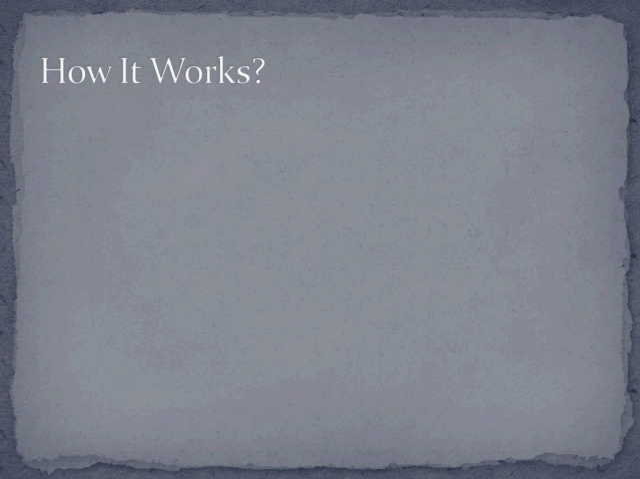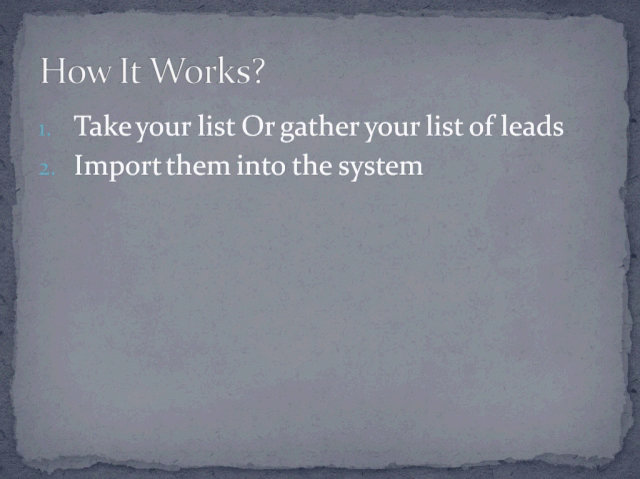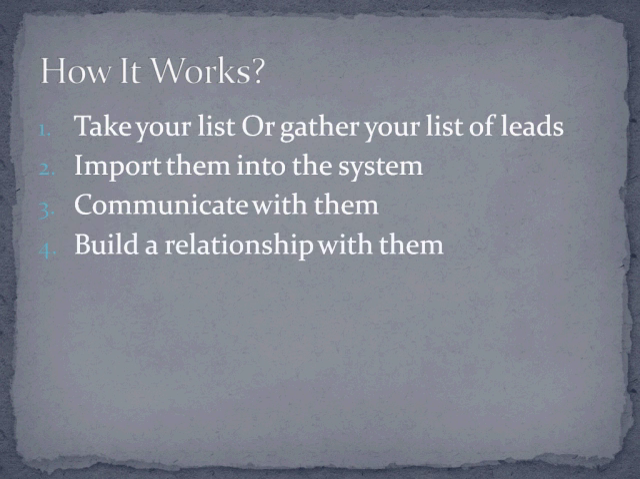Now, how does it work? Well, you gather your list of leads, then you import them into the system, whatever the system might be. I'm going to talk about two different systems. And then you want to communicate with them, which means you want to build a relationship with them. And I'll show you how to do this. The most important part of this video series is learning how to communicate and how to build a relationship with your leads, because that in turn gives you results. So from that point, you want to test and tweak your results. And we'll talk more about that later down the road.